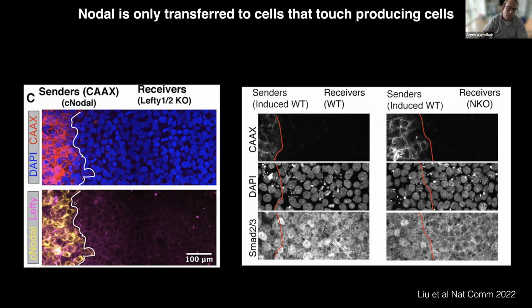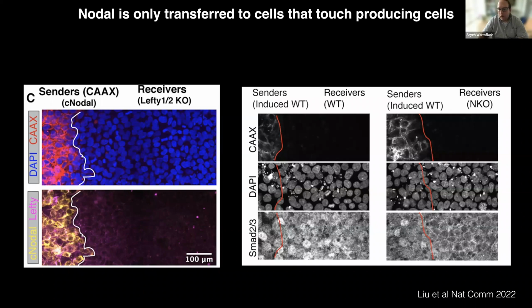So this was a very surprising result, because this is thought of as an extracellular signal that gets secreted and diffuses and can make it to cells sort of several cell diameters away. But we only saw it immediately at the junction. Lefty, in contrast, the inhibitor, can actually spread quite far. So you see it 6 to 8 cell diameters away from these cells that are producing it.